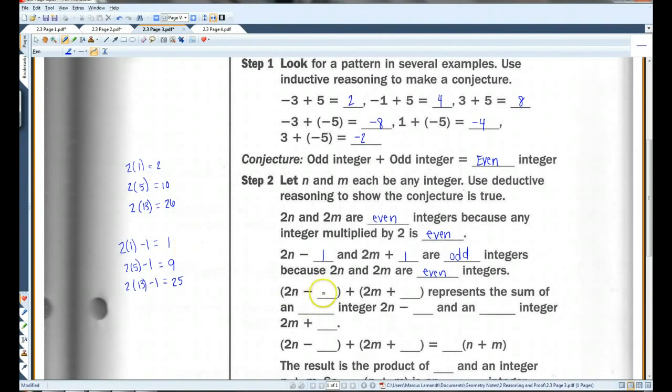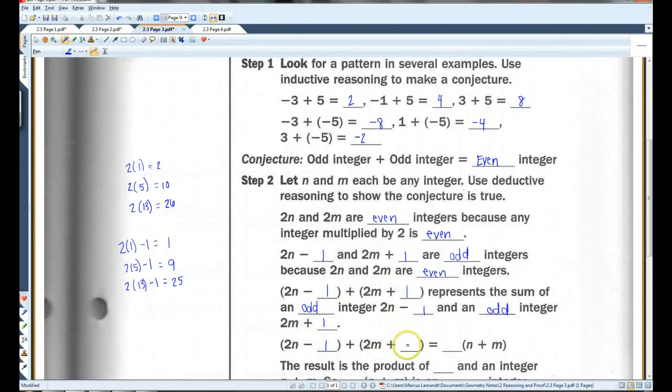So, 2n minus 1 plus 2m plus 1 represents the sum of an odd integer, 2n minus 1, and an odd integer, 2m plus 1. So basically, we know that this has to give you an odd number, and this also has to give you an odd number. So if I add them together, it's like I'm adding two odd numbers together.